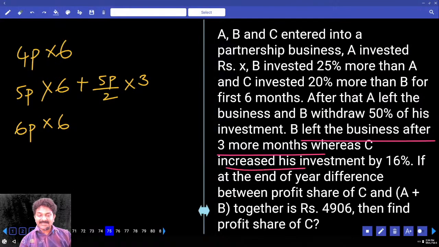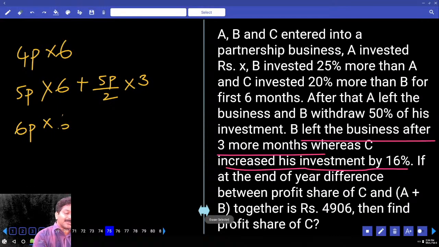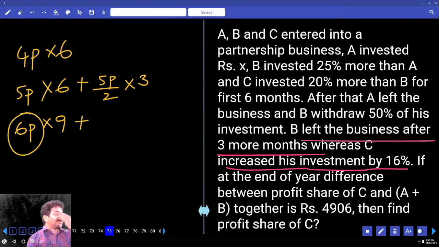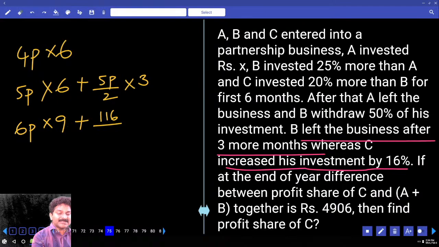Whereas C increased his investment by 16%. When did C increase his investment by 16%? After 9 months. So the initial investment of C is there for 9 months. After that, he increased his investment by 16%. 16% on 6 we have to calculate. I don't have that much patience, so I'll write it as 116 by 100 into 6 parts. Simplification we will do later.